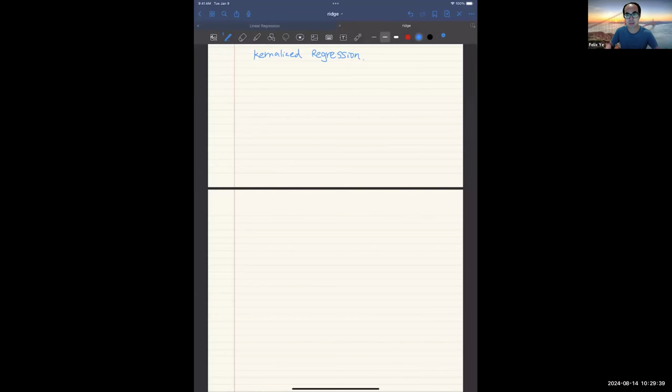So the issue is, we need to come up with more nonlinear features. In this case, my input could also be in high dimension as well. So this could be quite significant.